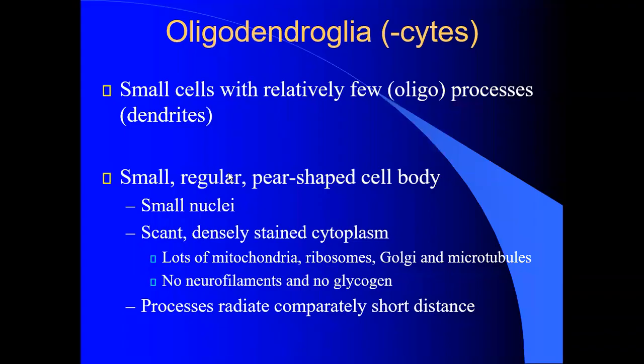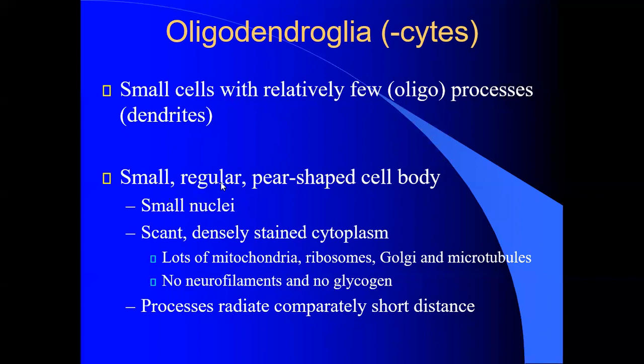Okay, we're almost done. Let's talk about the oligo. The oligo, as you could imagine, has very few processes, and that's why it's called an oligodendrocyte. That's its real name, the oligodendrocyte. We call them oligoglio, that's okay. Oligodendroglia is also whatever you want. They're all okay. They'll respond equally to any name that you want.